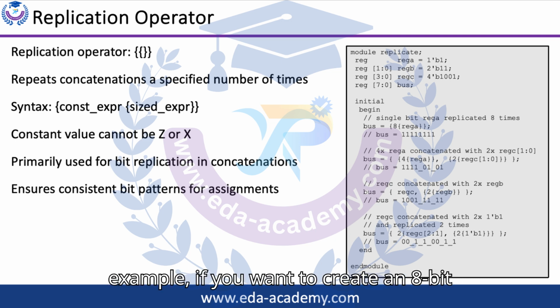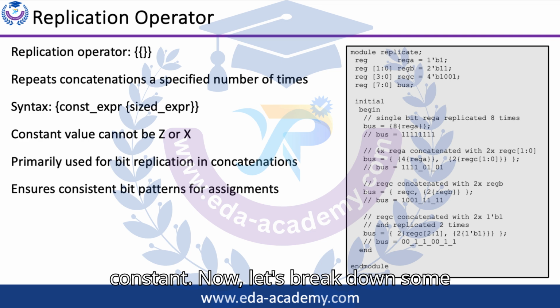For example, if you want to create an 8-bit vector from a single bit, you can replicate the bit 8 times using the replication operator. However, the replication count must always be a constant value. You cannot use unknown values such as Z, high impedance, or X, unknown state, for the replication count. It has to be a defined, non-negative constant.